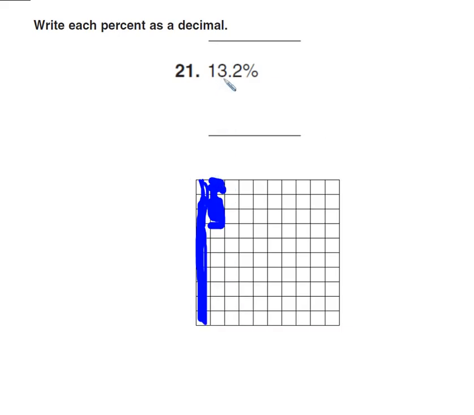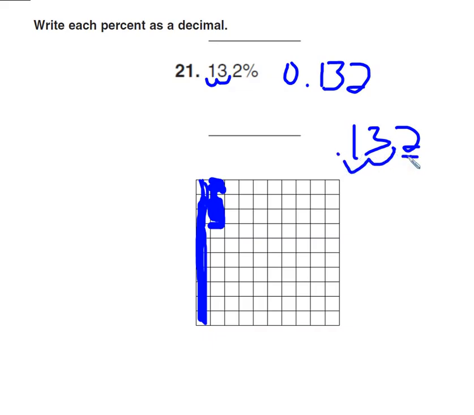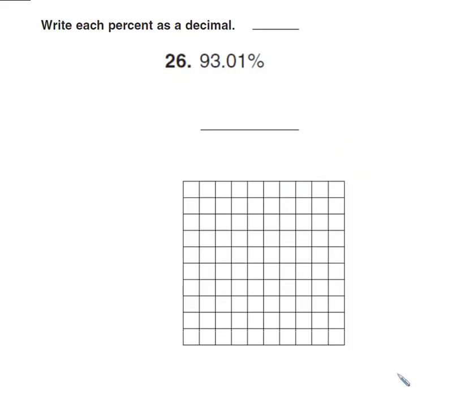Maybe a quicker way. Move the decimal 2 to the left. 1, 2. So it would be 0 and 132 thousandths. Let me show that again. 13.2. That's the same. Moving it 1, 2, 132, and this is the thousandths place. Tenths, hundredths, thousandths. Okay. We'll do one more.